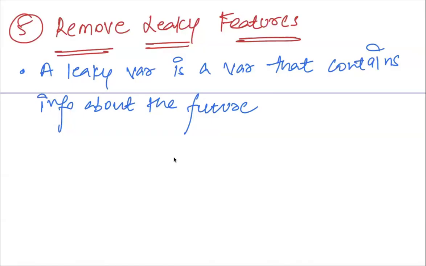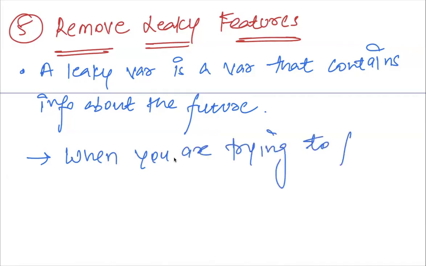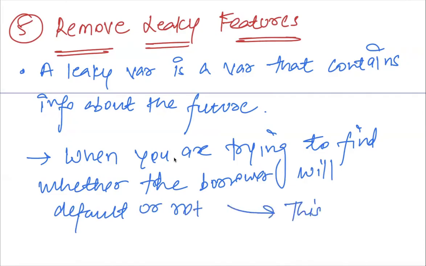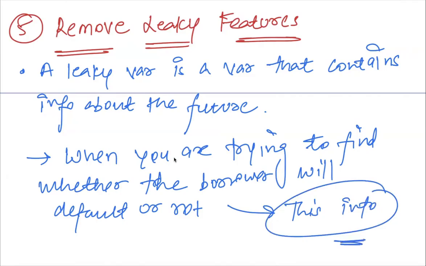When you are trying to find whether the borrower will default or not in the future, you should not have this information.